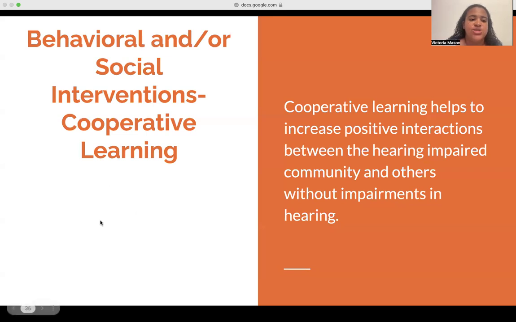So some interventions for behavioral and social is cooperative learning. Cooperative learning helps to increase positive interactions between the hearing impaired community and others without impairments in hearing so that there is easy access to be able to communicate with peers that are hearing and not hearing.